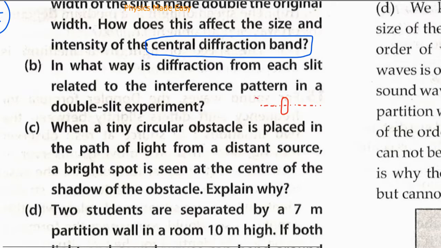Now the beams are coming like this from a distant source. These beams are diffracted to the center like this. Some of the beams are diffracted to the center, and we have got a shadow like this. This is the obstacle, and the shadow that we get is this, but there is a bright spot in the center.